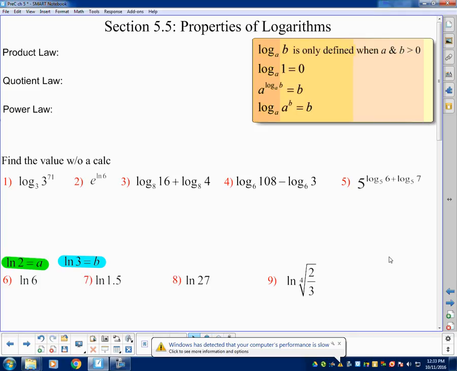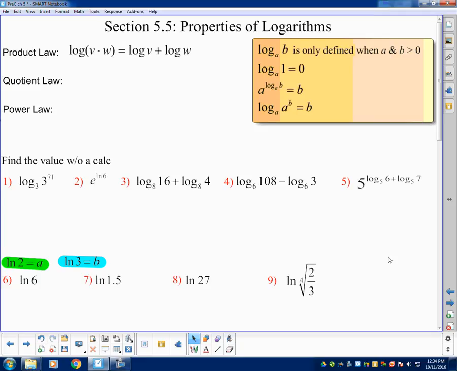Might even want to show you something. So product law says that the log of the product, v times w, is equal to log of v plus log of w. That's just another way of saying that if logarithms are exponents and you're multiplying two exponential functions or two things that have the same base, right here we would have log base 10, then it's the same as adding them. So that's what we're doing right here. When we have two bases that are the same and we're multiplying, we add the powers.